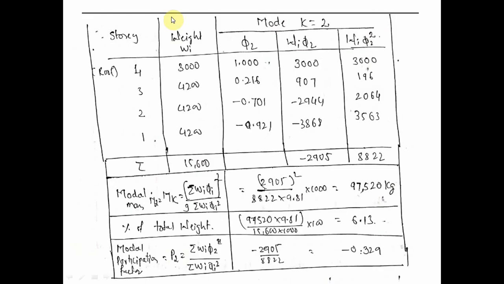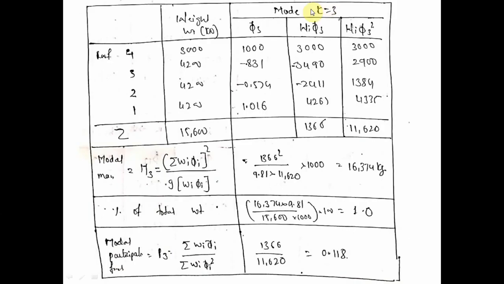Similarly, I am going to carry out the same procedure for mode 2. Again, I have the values of W and φ2. Calculate Wi, where i indicates floor level; W4 indicates weight at floor level 4. Then φ2 and the summations. Again repeat the same steps. Here for mode 2, the percentage of total weight is 6.13, which means 6.13% of total weight is participating. Here the modal participation factor I am getting negative. You may get negative answers also. That should not be a problem.